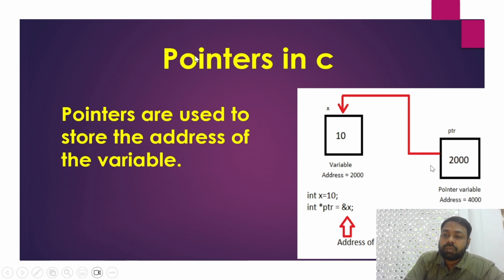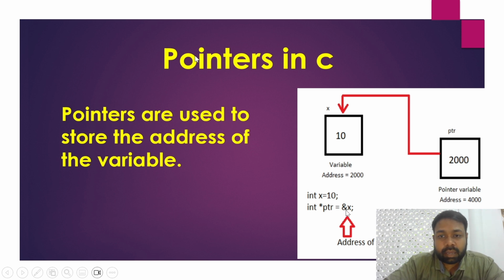The pointer is the one that holds the address of x. The address of x is 2000, and that is what you are going to store in the pointer. The pointer has its own address too, but that is a different issue and I am not talking about that. The first thing we need to remember is that pointers only store addresses. How will it store them? By using the ampersand symbol, like this.